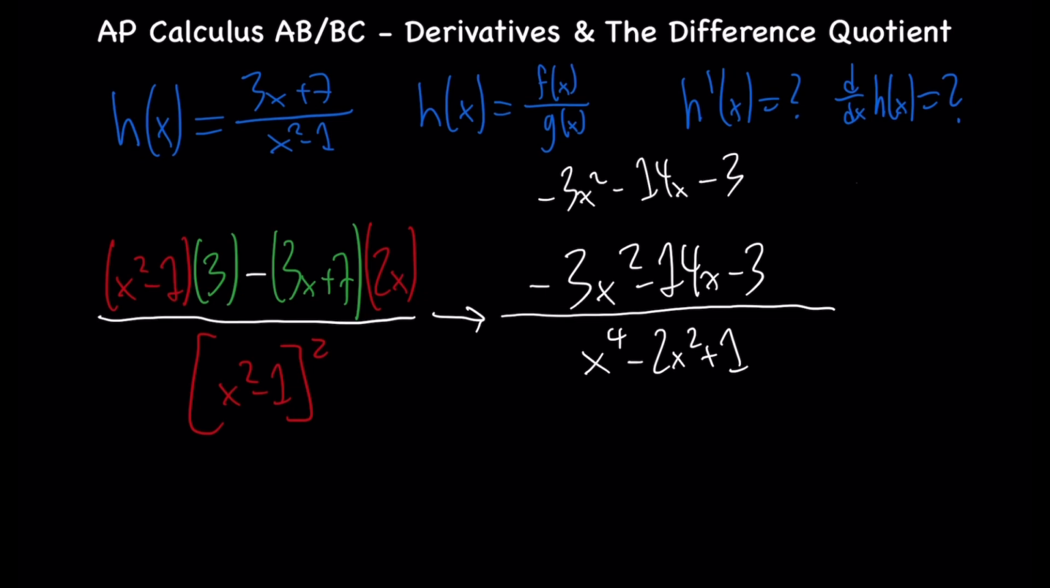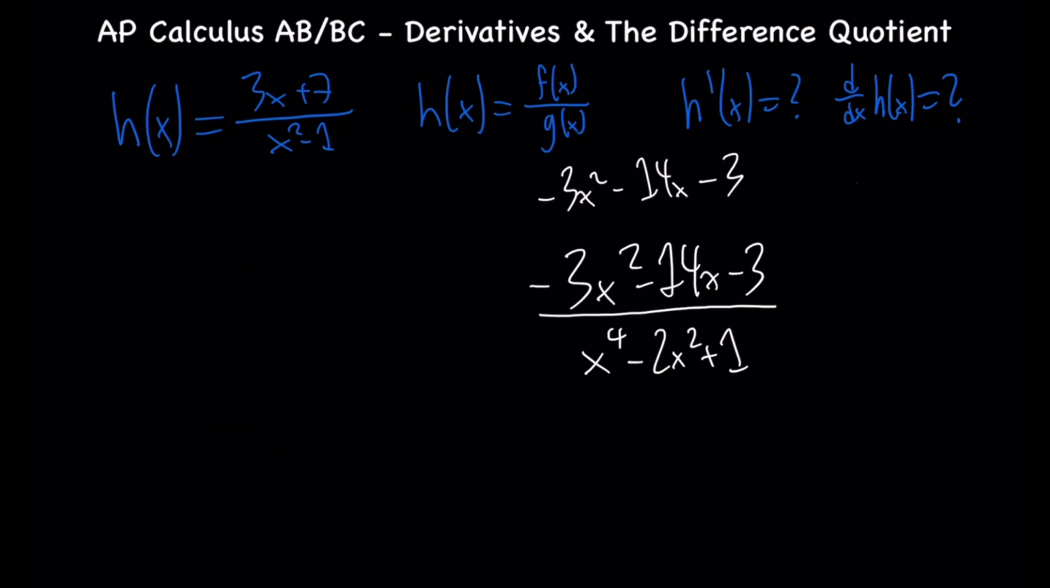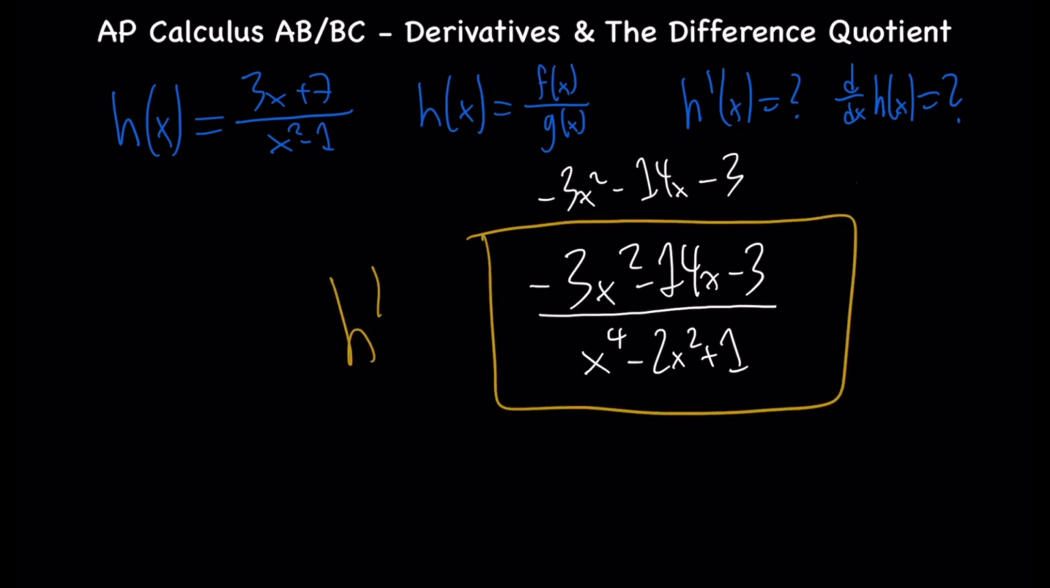And then, believe it or not, this is your final answer. It doesn't look like it, but this is your final answer. This is h prime of x. So that's how you apply the quotient rule. You can simplify this if you want to and if you can, but you wouldn't need to unless your teacher wants you to. Now let's go over the chain rule.